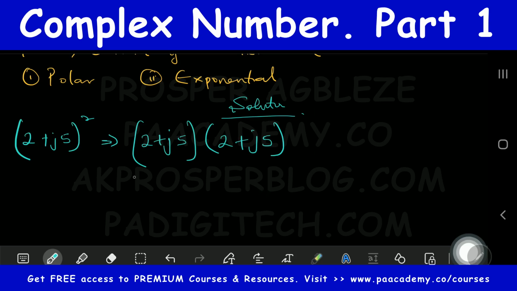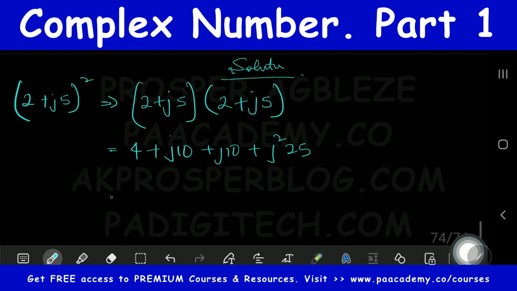Now let's go ahead and expand this. If you decide to expand that, you're using 2 to multiply everything here, and then we're going to use j5 to multiply everything here. If you use 2, you're going to be having 4 + j10. Then if you use j5 to multiply everything here, we are going to be having + j10, then + j²25. Then if you simplify further, we are going to be having 4 + j20.